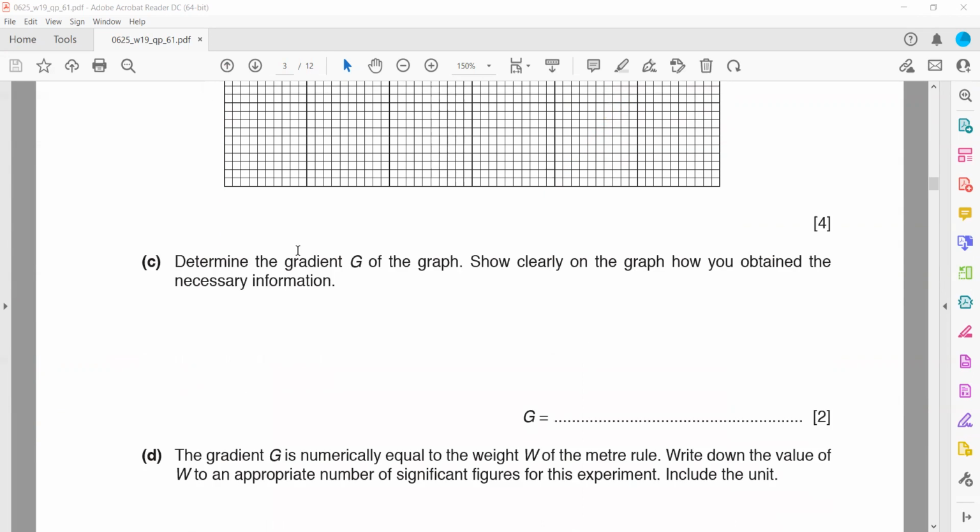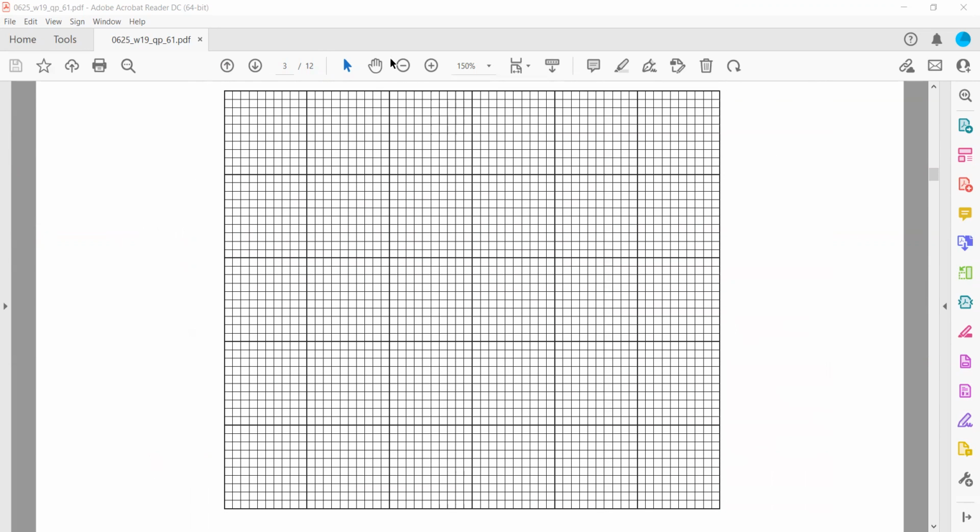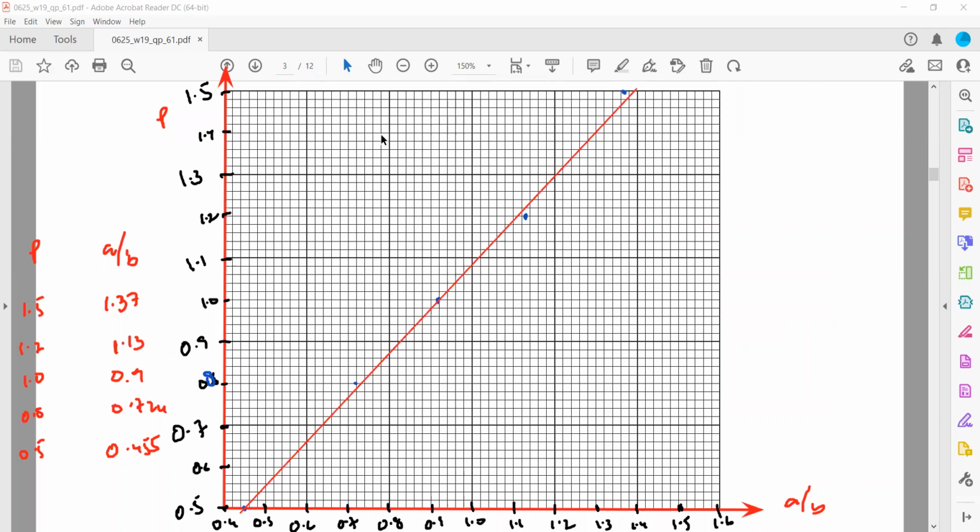The next part, determine the gradient. So how to determine the gradient? You have to show your working, like how you determine the gradient. So you first mark 2 points and try to increase the distance between the 2 points when you determine the gradient. For example, about 5 centimeter distance should be there between the 2 points for an accurate result.